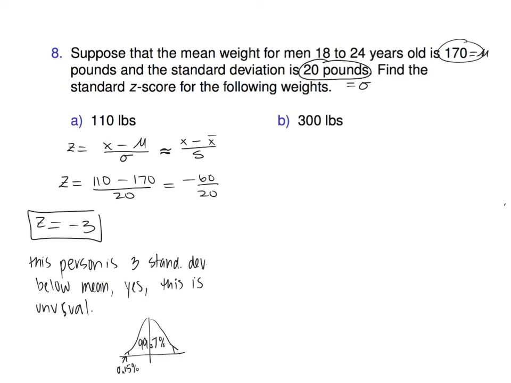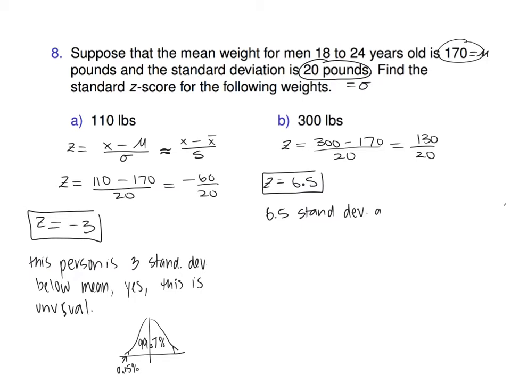Okay, now how about 300 pounds? Well, same idea. We take 300 minus 170 over 20. Well, 300 minus 170 is 130. And 13 over 2 is 6.5. So this person is way off the top end, super far. So 6.5 standard deviations above the mean.